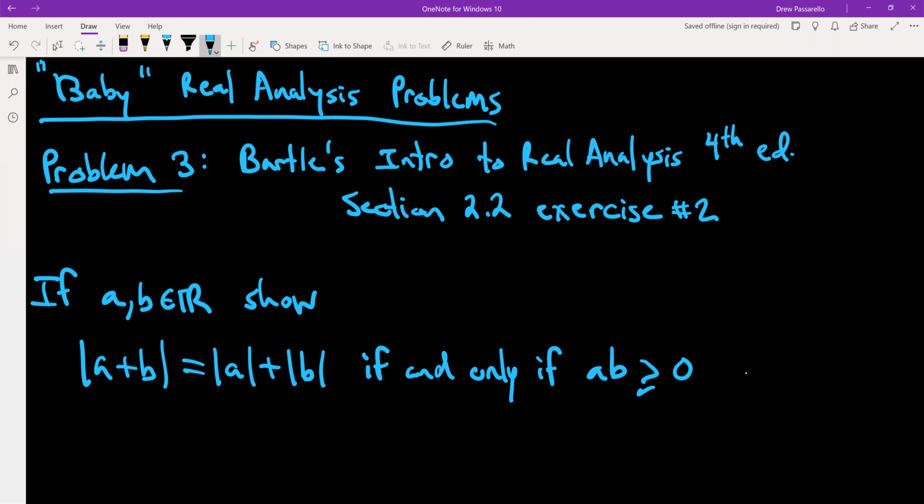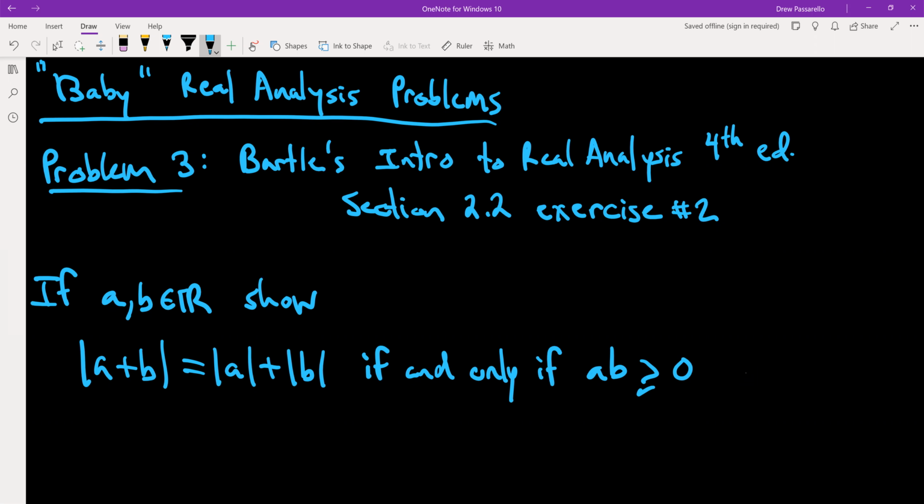All right, so this is baby real analysis problems that I'll be doing that go along with the lecture series on YouTube, if you're following it. And this is problem number 3, and it's taken out of Bartle's Intro to Real Analysis, 4th edition textbook, in section 2.2, exercise number 2.